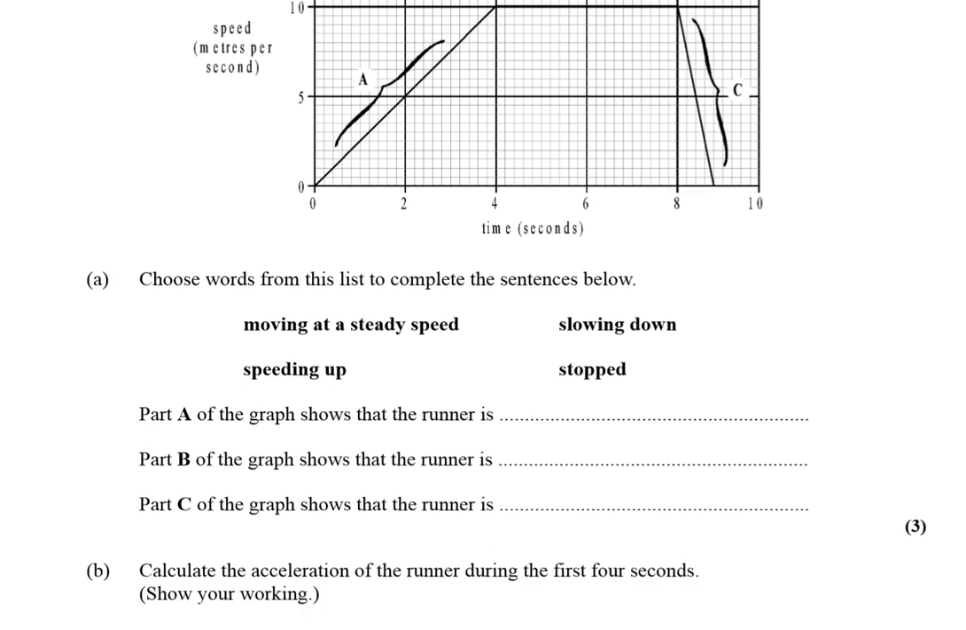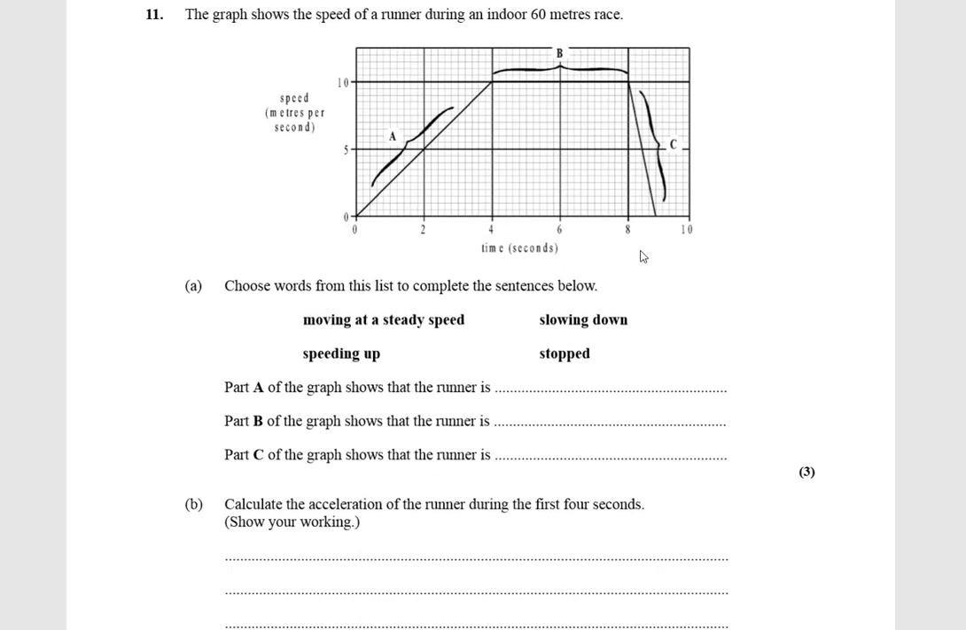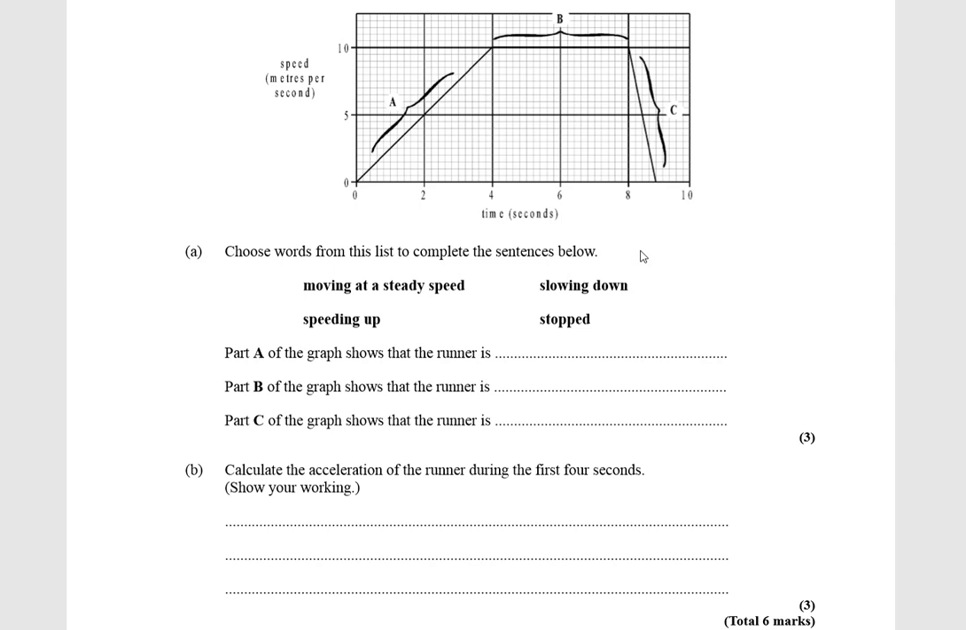Let's take a look at what we got. Okay, now we have this particular question here about the runner. Now, A, what's happening at A? A, it is speeding up. We can see that the speed is going from 0 all the way to 10 at A, so therefore A, it is speeding up.